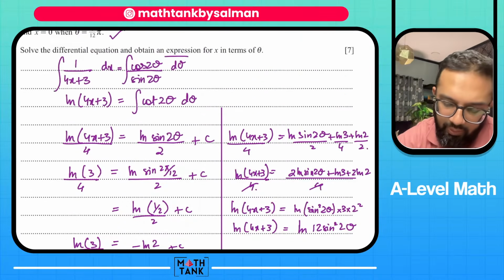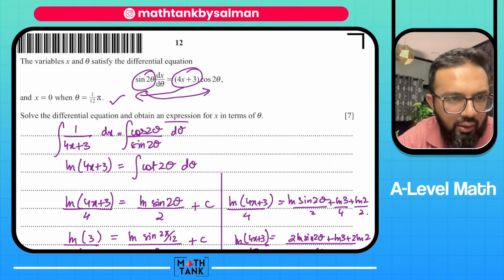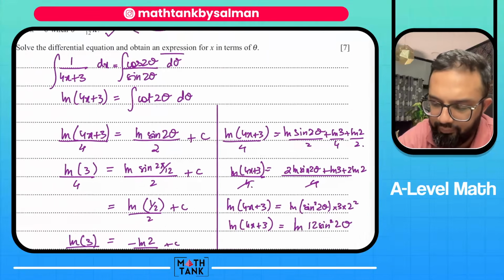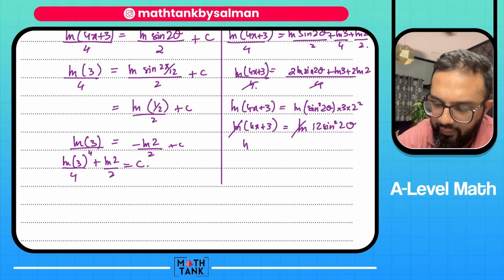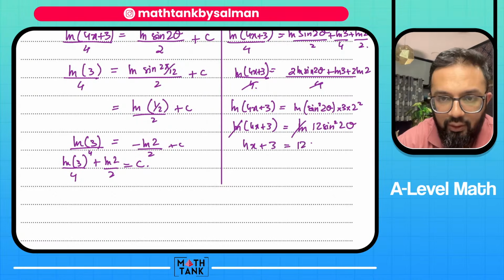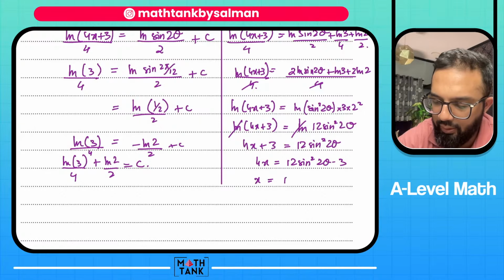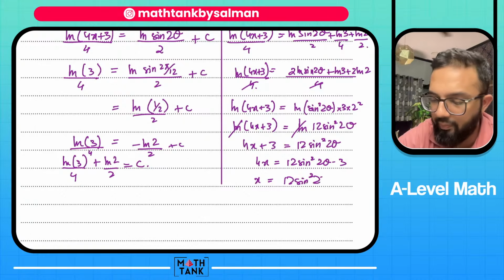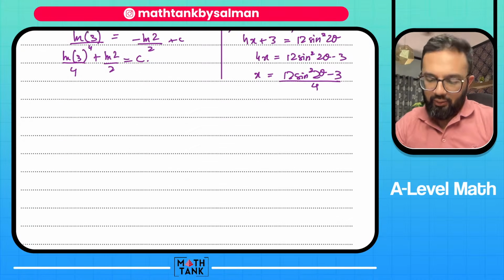How did I separate the variables? I brought theta terms on one side and x terms on the other side. I cancel out the ln's, so 4x plus 3 equals 12 sine squared 2 theta. So x equals 12 sine squared 2 theta minus 3, all divided by 4. Okay, that's the correct answer.